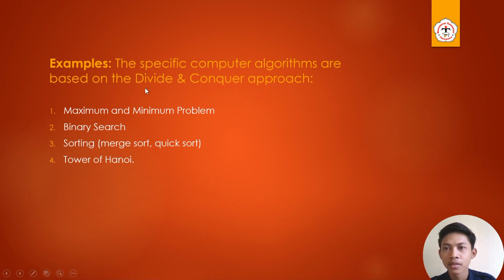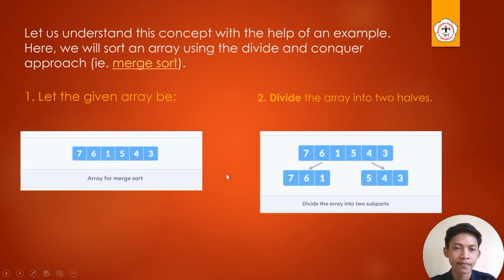Next, examples of specific computer algorithms based on the divide and conquer approach. 1. Maximum and minimum problems. 2. Binary search. 3. Sorting: merge sort and quick sort. And 4. Tower of Hanoi. Let us understand this concept with the help of an example.